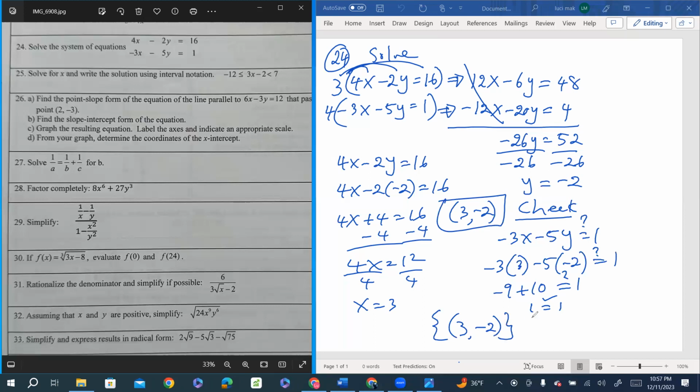Let me check the answer for number 24. 3 comma negative 2 is correct. Okay, let's look at the next question. All right, let me erase the board here.